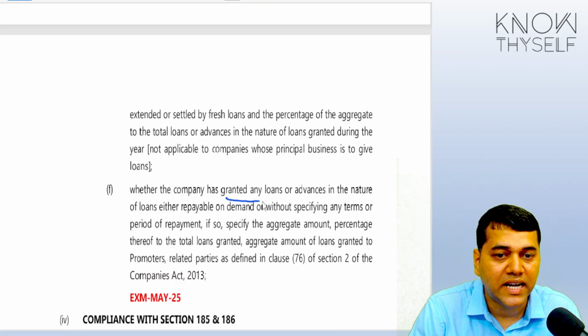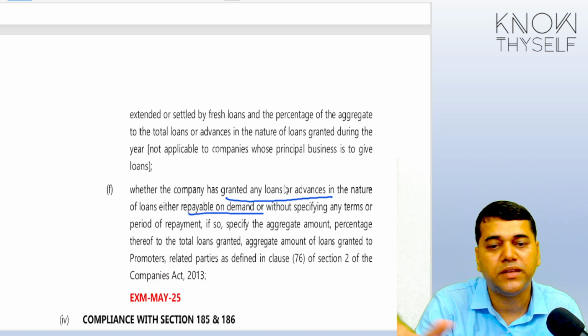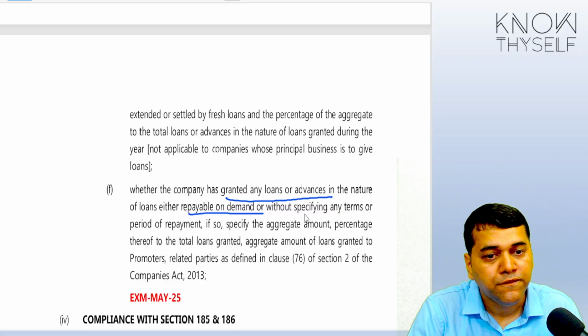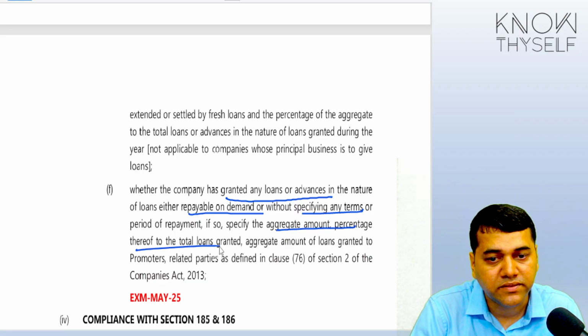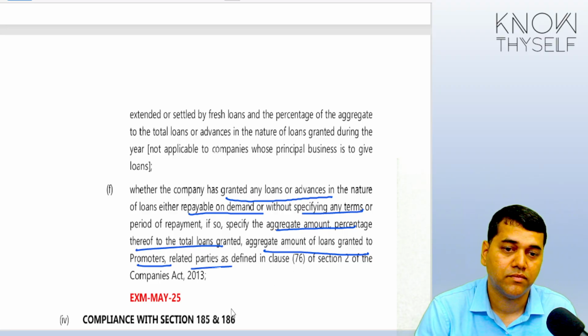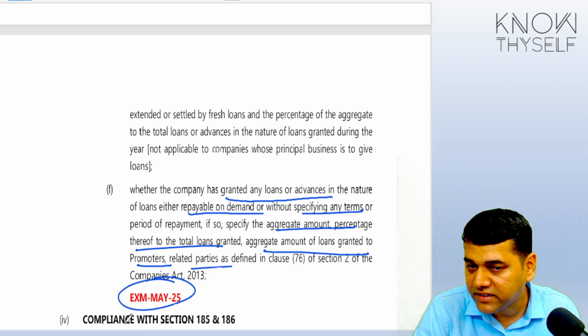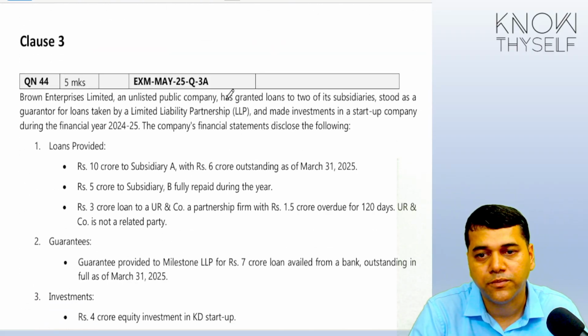Whether the company has granted any loans or advances in the nature of loans repayable on demand, that means no terms and conditions. Whenever I ask, you should give, without specifying terms and conditions. If so, specify the aggregate amount, the percentage to the total loans, and the aggregate amount granted to promoters, related parties, etc. So they have already asked one examination question. Again, you can reduce the priority of this particular clause.